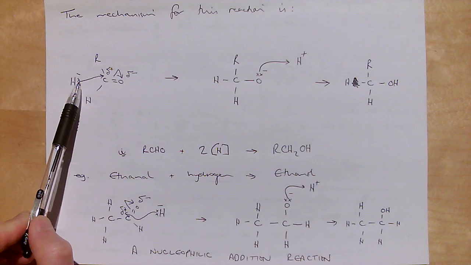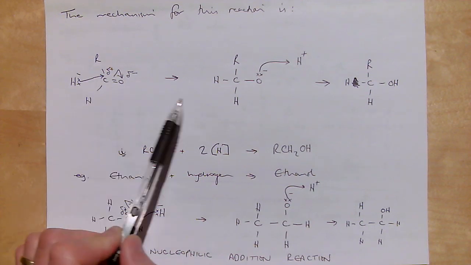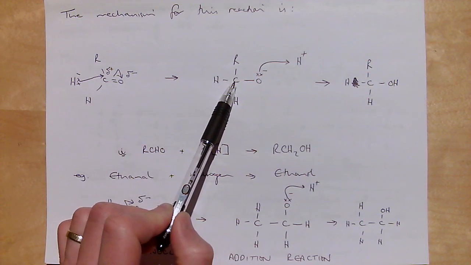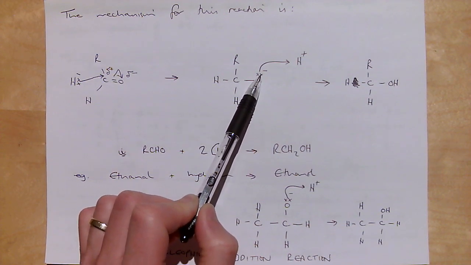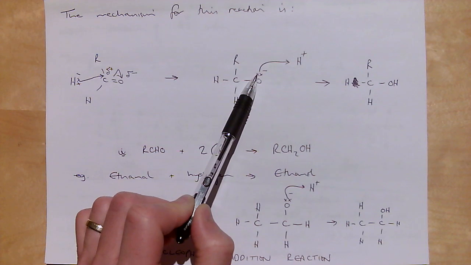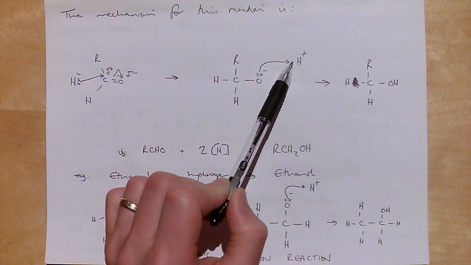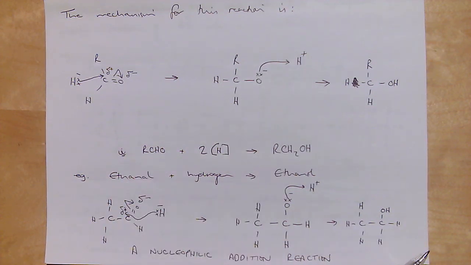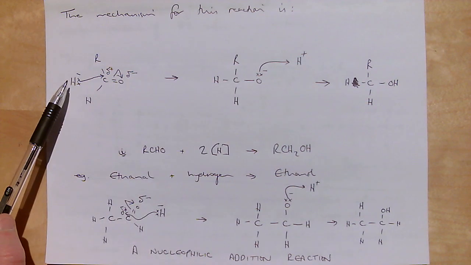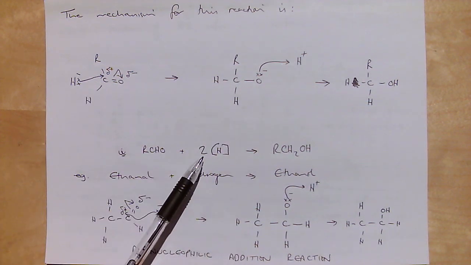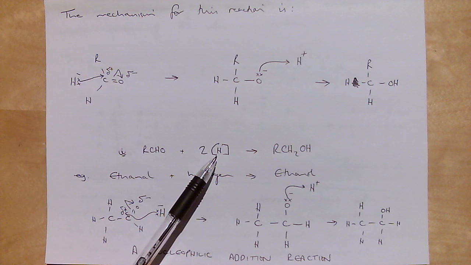Both electrons come from the hydrogen, forming a coordinate bond with that carbon, so it adds on there, hence the nucleophilic addition. Then this O becomes an O minus, and the electron pair on that O can form another coordinate bond with a H plus ion, and we end up with our primary alcohol. So how many H's did we need in that reaction mechanism? We needed 1, 2, so therefore 2 H's drawn like that.